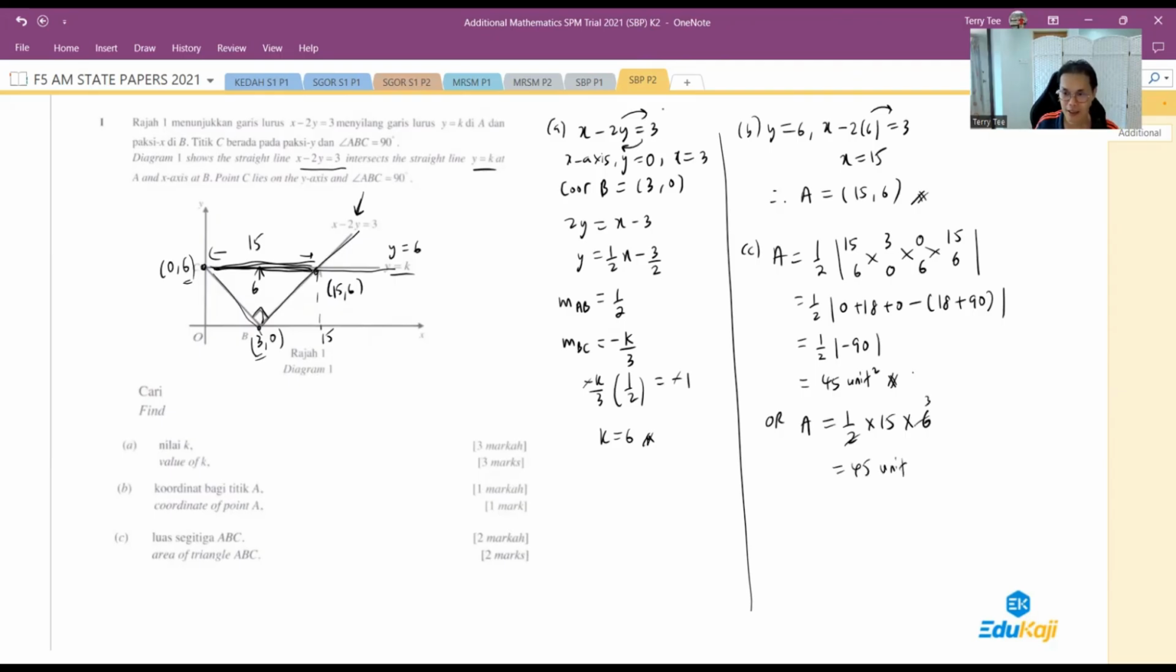Yeah, you notice the second method is a lot easier. It's not necessary to use this shoestring method, as you're going to call it, right? It's much easier to use half times base times height, since we know 15 and 6 are perpendicular to each other. Using half times base times height, you get this answer right away.